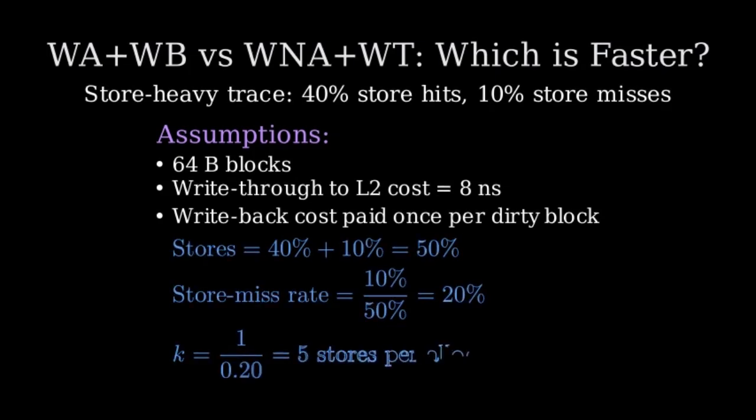First, turn the trace percentages into an average reuse per allocated block. Stores make up 50% of all accesses because 40 plus 10 equals 50. Among stores, the miss rate is 10 divided by 50, which is 20%. That means on average, one allocation serves 5 stores, one miss followed by about 4 hits. We will call that number K equals 5.